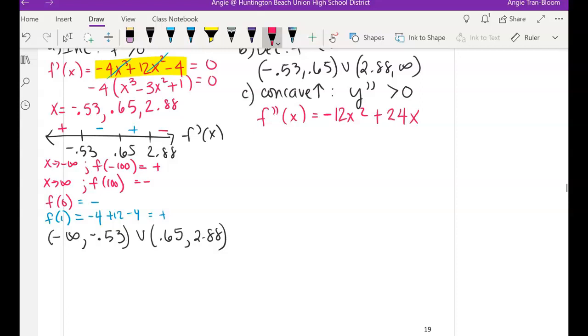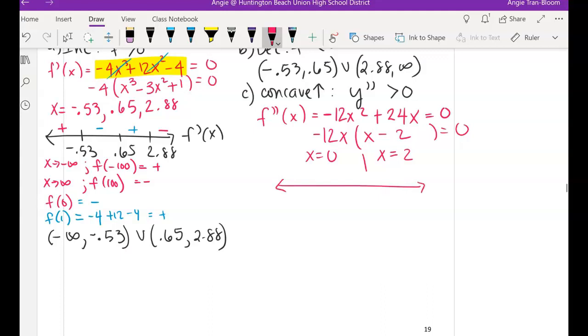Again, same thing. I'm just going to make sure I set it equal to 0 so I can solve for when the second derivative is actually 0. Looks like I can take out a negative 12x. If I take out a negative 12x, I'm left with a positive x minus 2. So I have two locations when f prime prime is 0. And then I'm just going to do the same thing. This is f prime prime of x, okay? Two locations, 0 and 2.